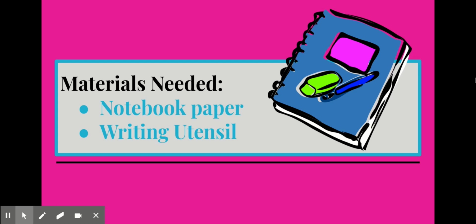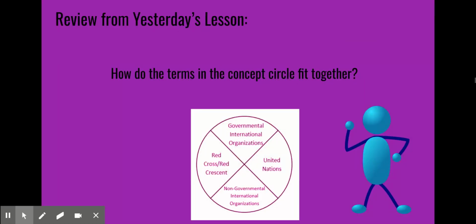If you joined us for our last video, have your notes and independent practice to review. During our last video, we explored international organizations. Your independent task was to write about this concept circle and explain how the four terms fit together. The terms were governmental international organizations, the United Nations, non-governmental international organizations, and the Red Cross.